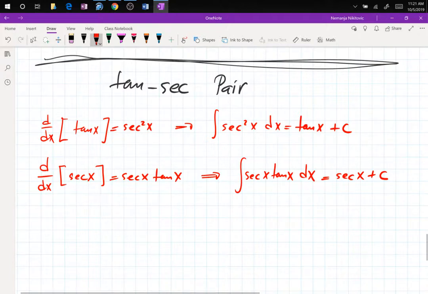And in addition to this, you need to know the Pythagorean identity: 1 plus tangent squared is secant squared. If you want to add that to the list right now, you can. 1 plus tangent squared x is equal to secant squared x. That's the one that will be used to put these things together.